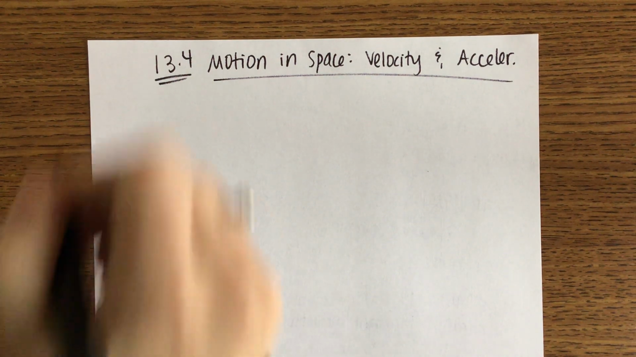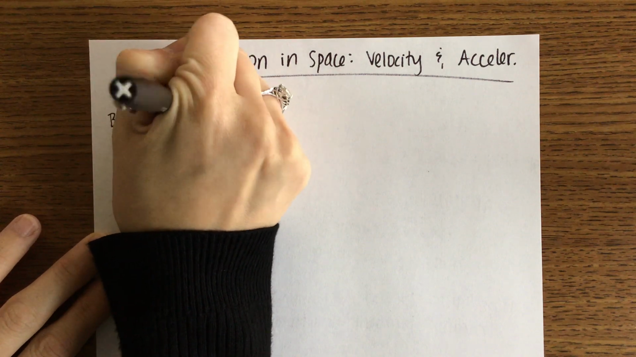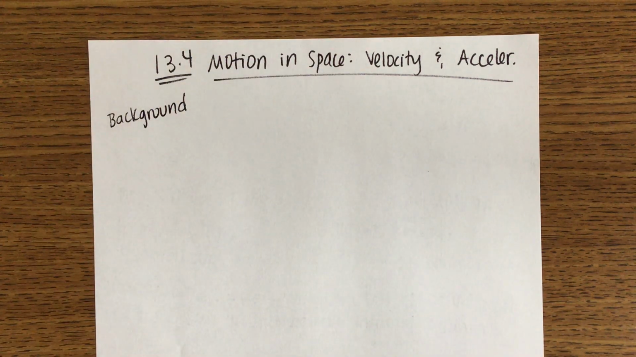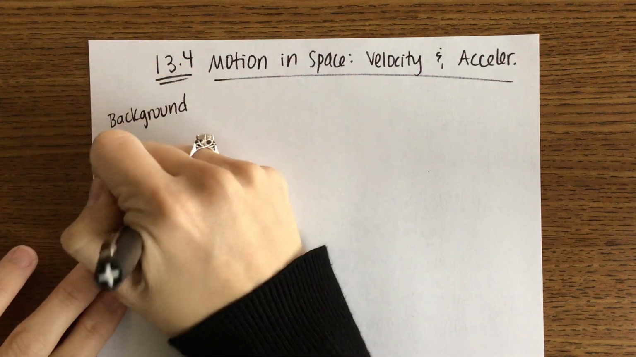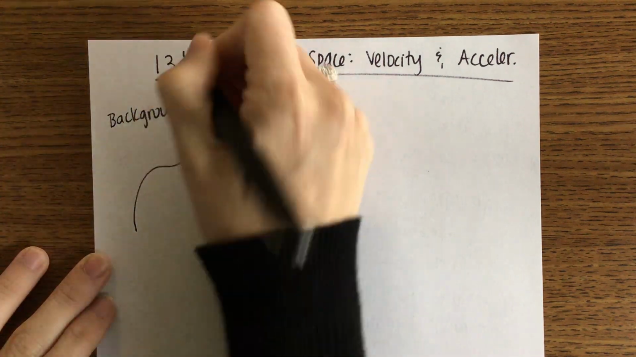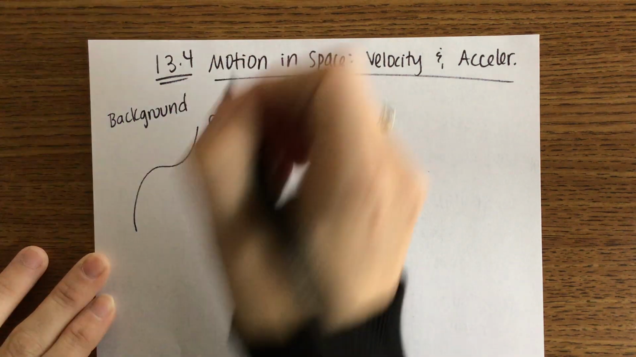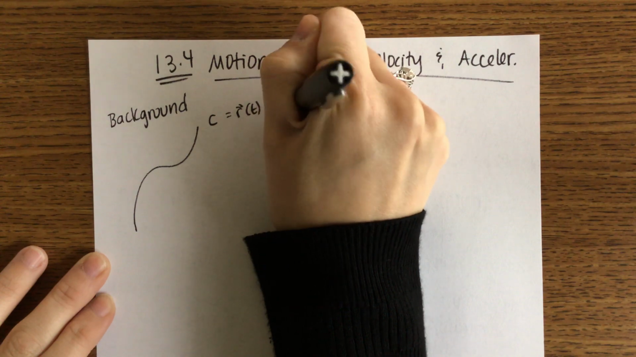Okay, some background we need. Let's say that we have some curve. Generally, we're going to call the curve C. It is defined by r of t. So r of t is called the position function.